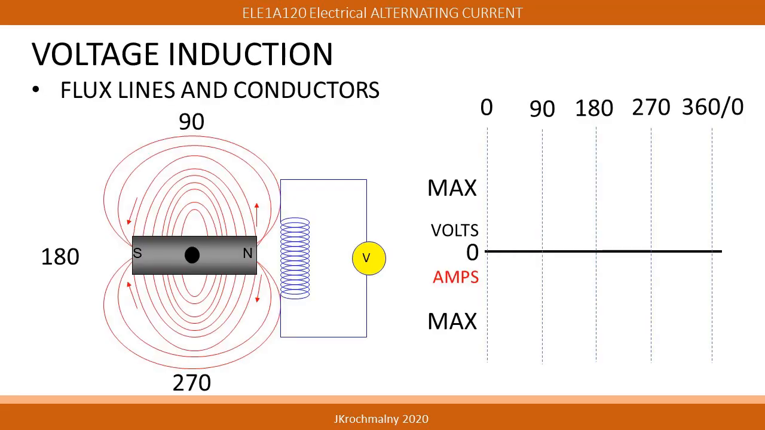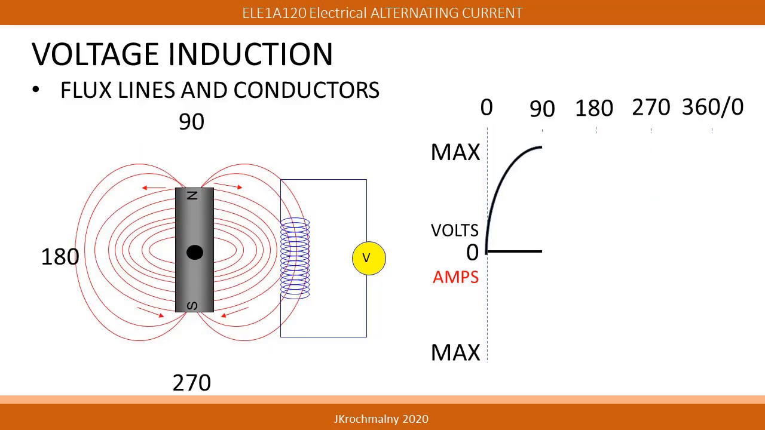Let's compare the rotation of the magnet's flux lines into a capturing conductor per degree of rotation. In this graphic, we see a magnet that can rotate 360 degrees. The graph on the right can record the voltages induced into the circuit. Rotating the magnet 90 degrees counterclockwise, we see the voltage rise from 0 to a maximum value.